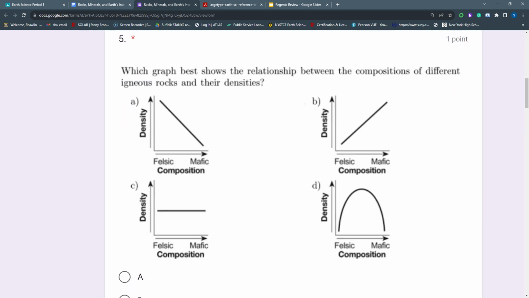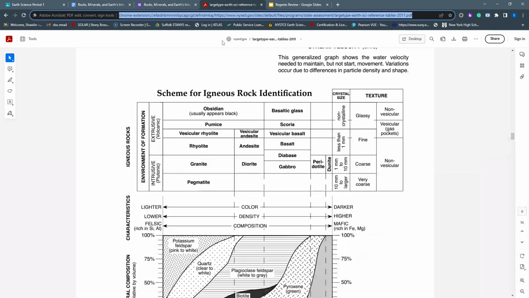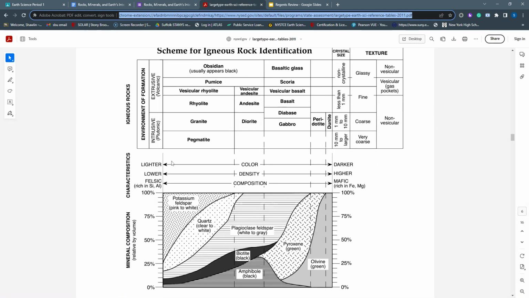Number 5. Which graph best shows the relationship between the compositions of different igneous rocks and their densities? If I see the word felsic, mafic, or just igneous rocks, remember I should go here, right? Notice around here, there's mafic and there's felsic. Mafic just means that that rock is made of or rich in iron and magnesium, the density is higher, and the color is darker. These rocks are mafic.